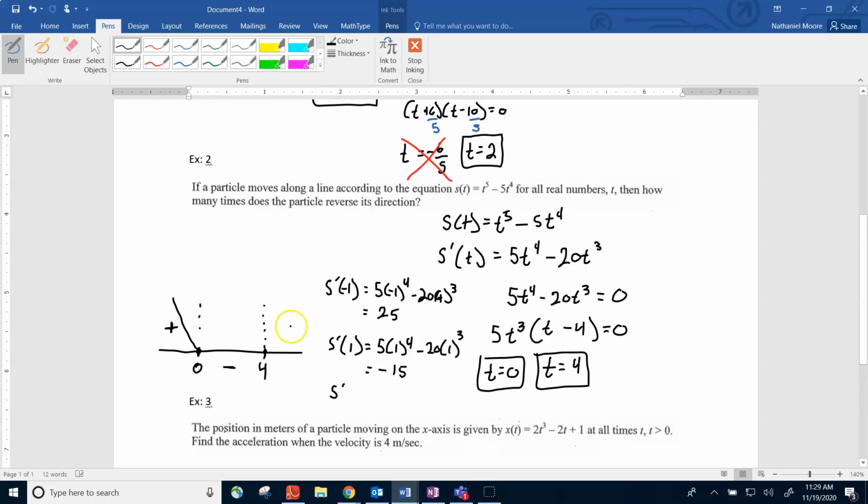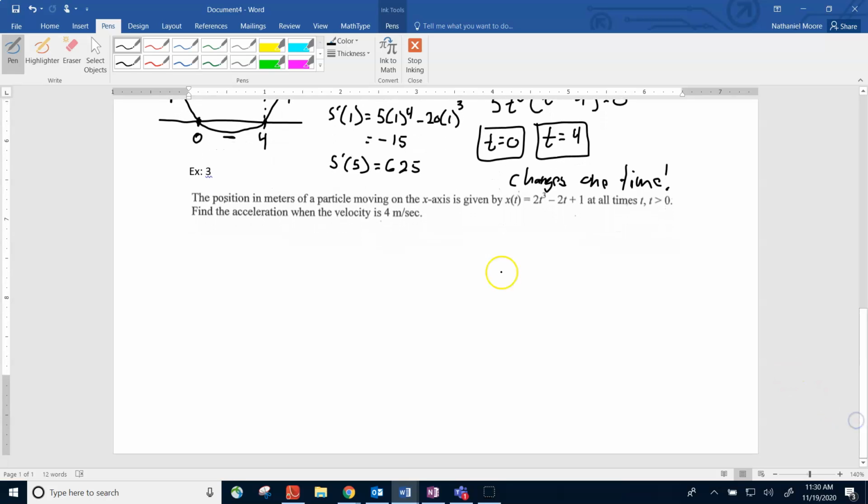And then we could try one more time if we do, let's say, s prime of 5, because that's greater than 4 on this side. If I plugged it in, you would have gotten a value like 625, which is also positive. So we would have gotten something like this. So it only changes direction one time. So how many times does the particle reverse its direction? It changes one time, right? Because we go from down to up. So we're basically going down, then up. So it only changes direction one time.